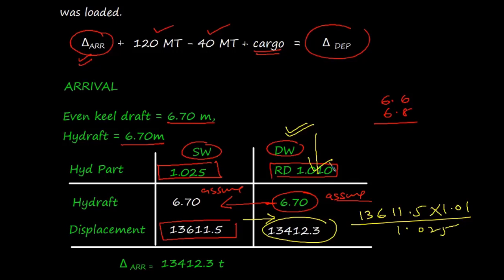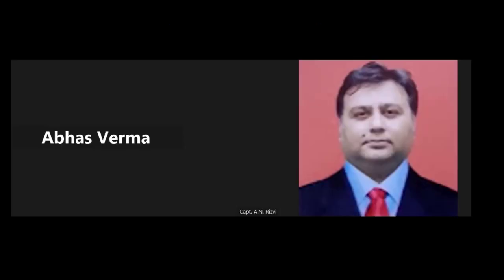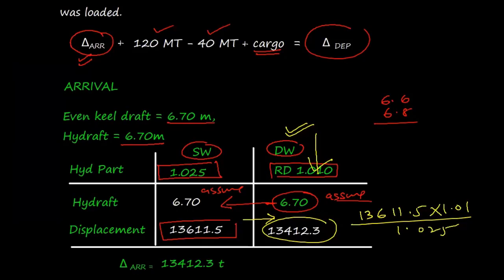So what value did you get? Sir, it will be 13412.3. Is it the same thing or a different answer? What answer are you getting? So let me add. Just a second, sir. 13611.5 times 1.010 divided by 1.025. Yes, sir, 13412.3, 0.31. Okay, it's okay.